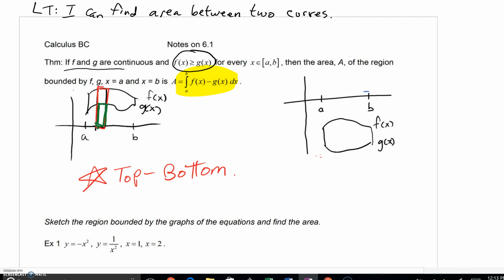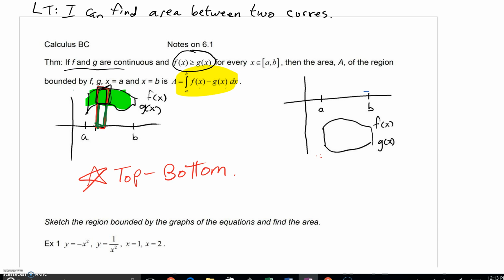Well, the area between those two curves, if I were to highlight that in there, you could say it's really the top rectangle, the big rectangle, minus the little one. It's always the top minus the bottom. That top function minus the bottom is going to give you the area that you're looking for. And if you hold on to that, you're going to be in really good shape.